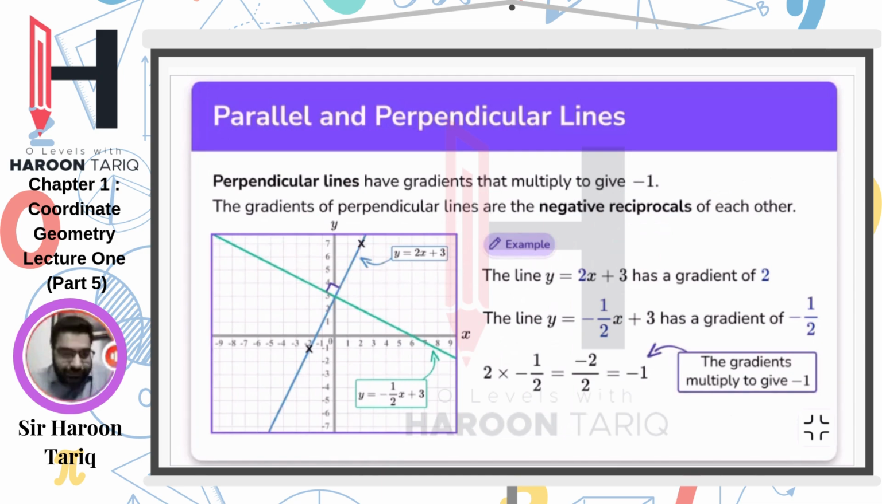Okay. Now perpendicular lines. If you know the gradient of this line, m is equal to plus 2, what's the gradient of its perpendicular line? Just change the sign. Plus 2, plus becomes minus. Take reciprocal. This is 2 by 1.